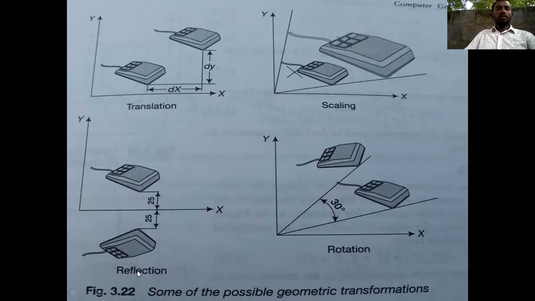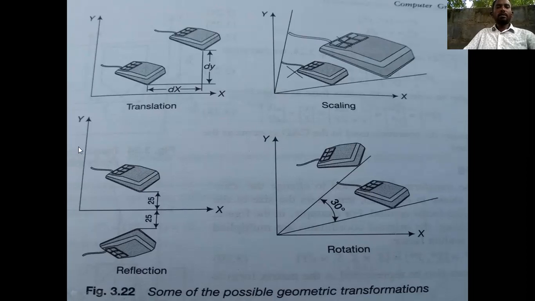Next comes reflection. See here, it is reflecting. Reflecting means the same object, with no changes to the size and shape. It is in the x direction, and we are reflecting it to the y direction. The y direction is the negative direction also.